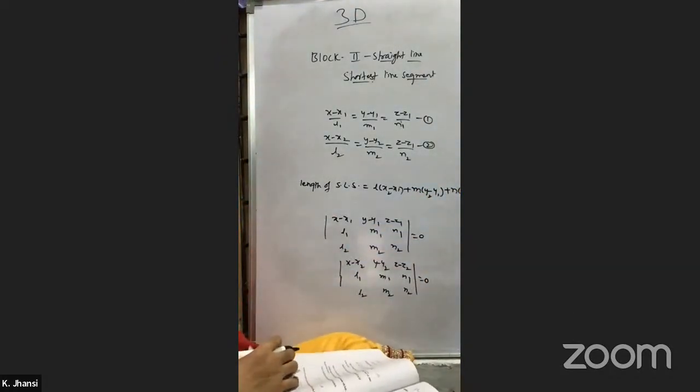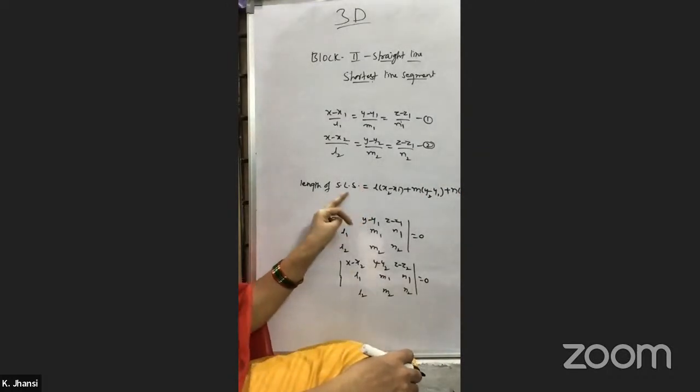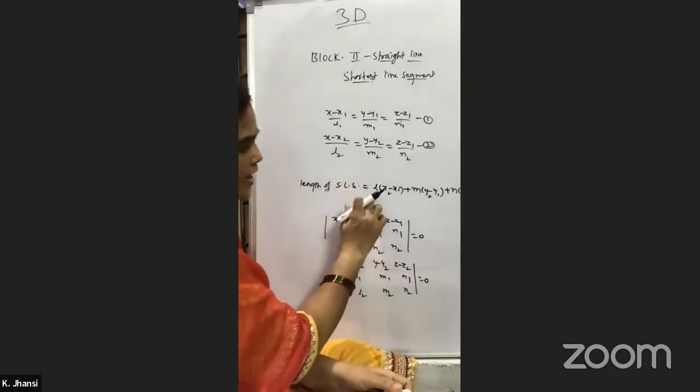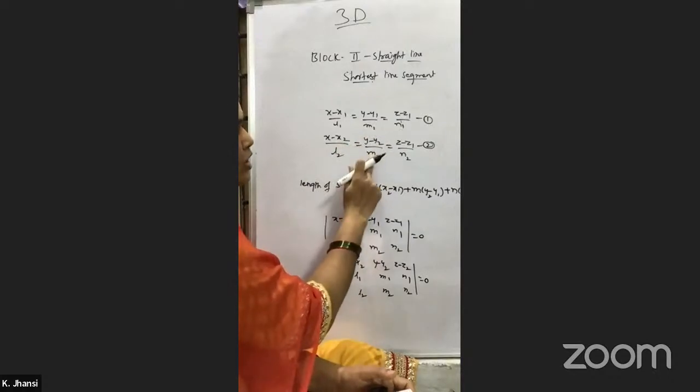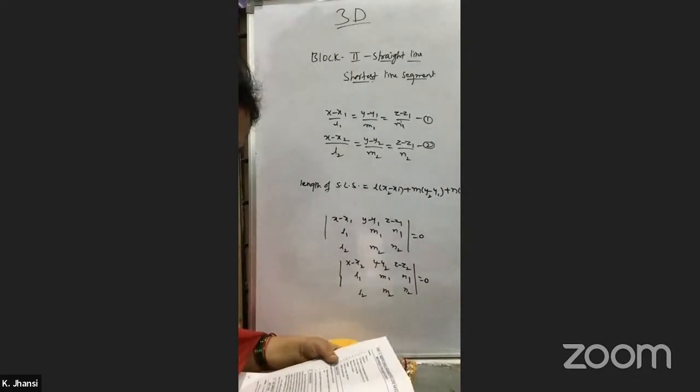Okay, if you substitute in this formula, you will get some value. That value is called the length of the shortest line segment. And these l, m, n values you will get from l1, m1, n1, l2, m2, n2. The procedure is in the textbook, on page number 129.